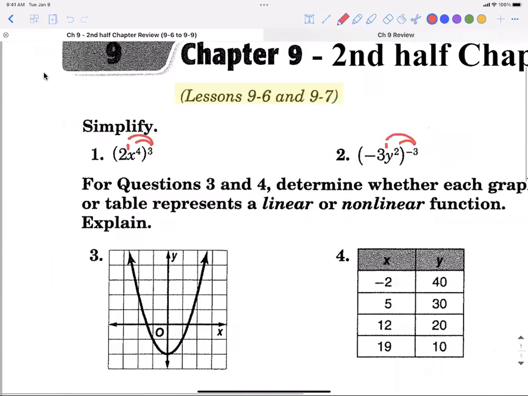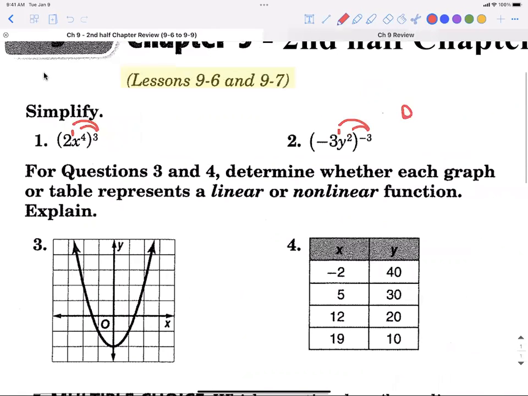You got to give yourself an exponent and then distribute the power to a power. And then remember on number 2, you have to deal with your negative exponent. Okay, deal with your negative exponent.